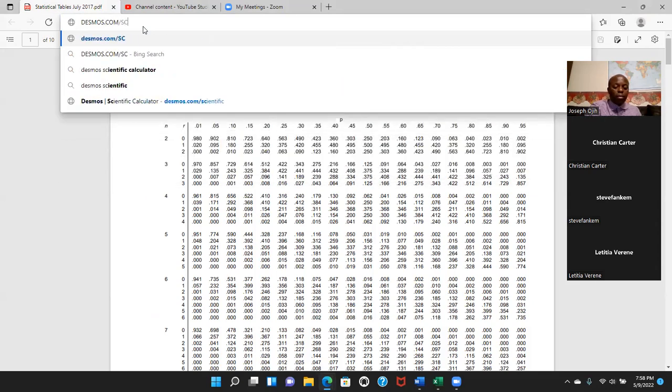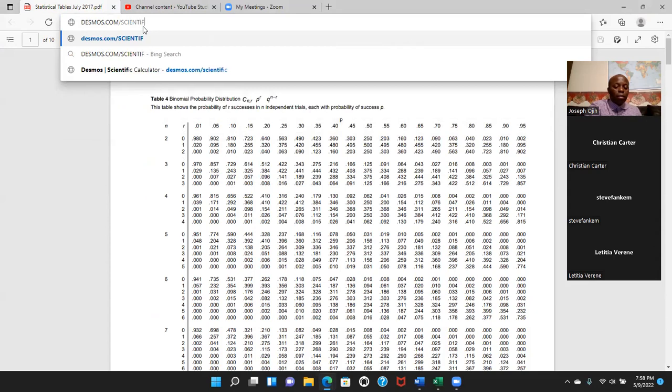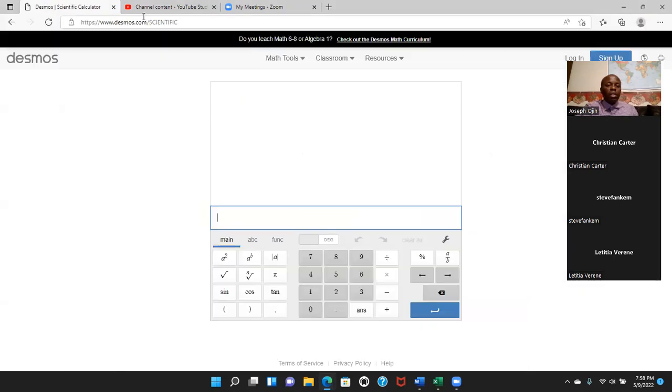Desmos.com/scientific calculator. To bring it up, I hope you can see it. Can you see the screen? Hello? Yes. Okay, good.